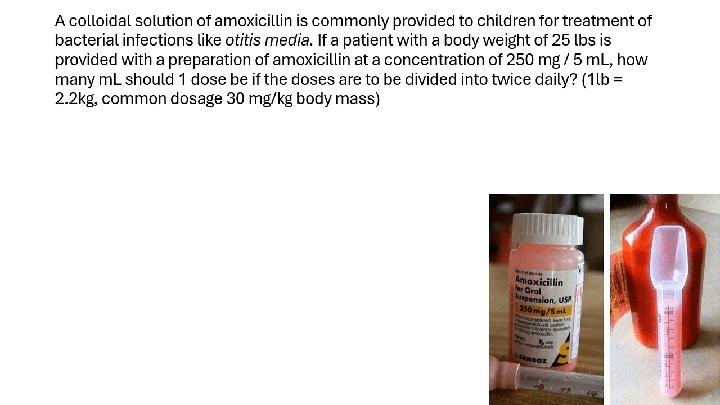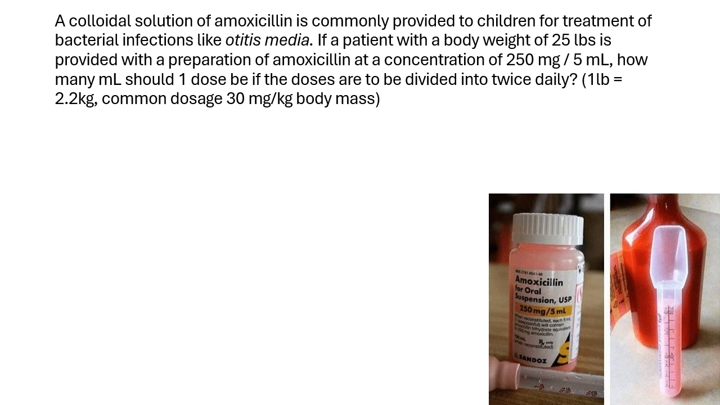of bacterial infections like otitis media. If a patient with a body weight of 25 pounds is provided with a preparation of amoxicillin at a concentration of 250 milligrams per 5 milliliters, how many milliliters should one dose be if the doses are to be divided into twice daily? 1 pound is 2.2 kilograms, and the common dosage is 30 milligrams per kilogram of body mass every day. And so we start with what we know.